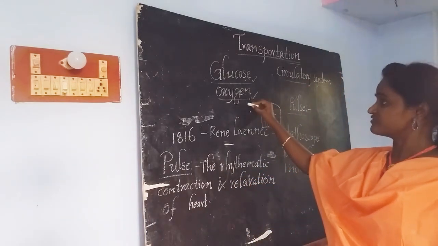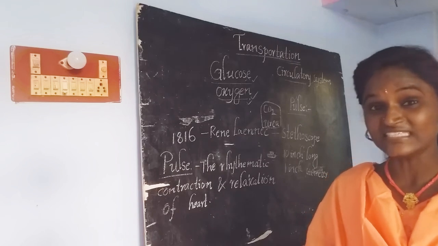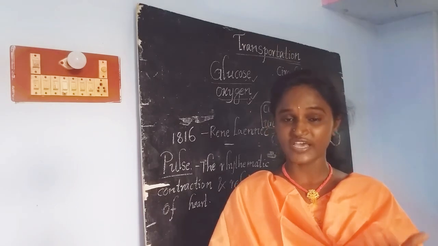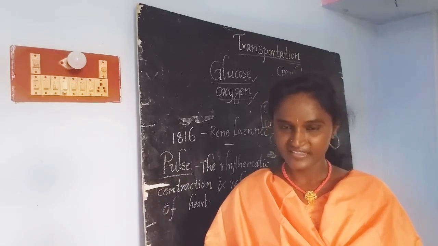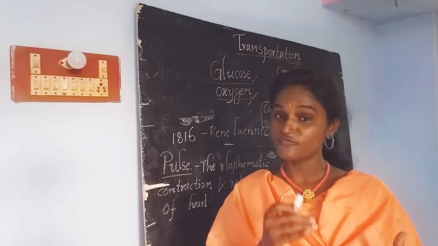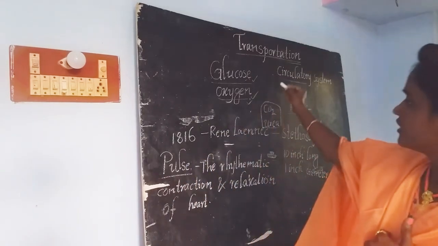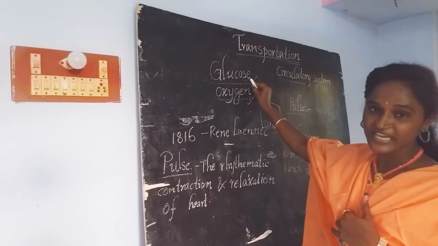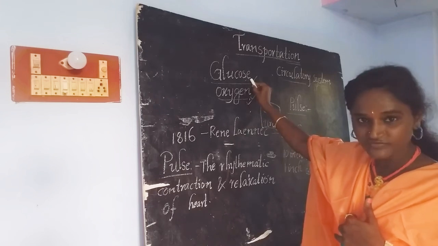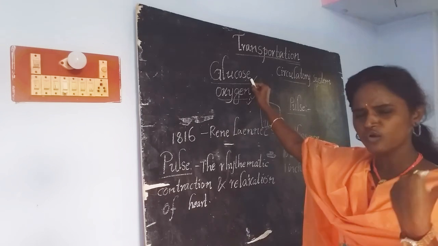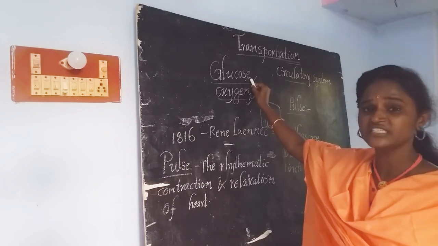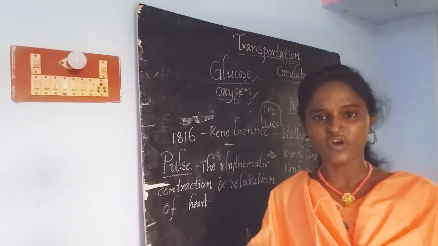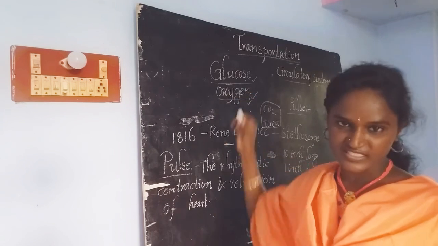Okay. And oxygen, where is it available? The oxygen is available inside the lungs. Actually, it is present in the atmosphere. Whenever we inhale the air, the alveoli become rich in oxygen. Okay, so the alveoli contain more oxygen and our digestive system contains glucose. And where do we have cells? We have cells throughout our body, from our head to the feet. We have millions and trillions of cells. Each and every cell requires the nutrients and the oxygen.